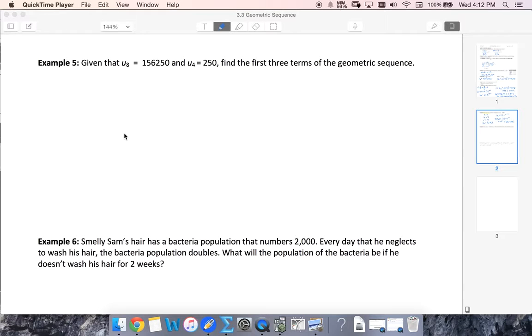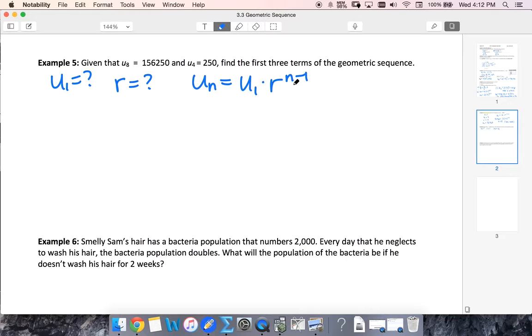Students, Miss Slyman here. Now we're given two terms of a sequence and we want to find out the first three. Well, to find out the first three, I need to know my U1 value, and I need to know, not another U, I need to know my R value. But I can use this formula to make two equations, U1 times R to the n minus 1.